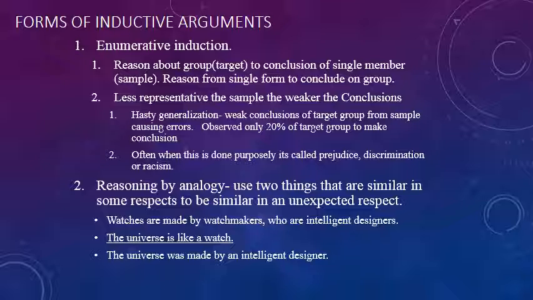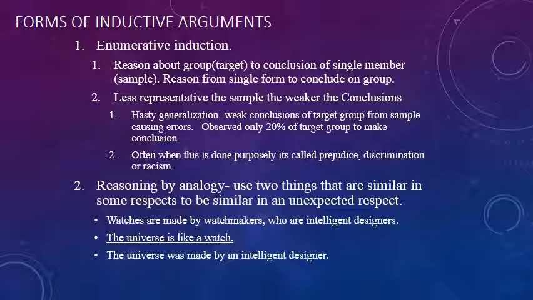Enumerative induction deals with having a less representative sample. The smaller you have, the weaker your conclusion. Okay, so the example I just gave you, dealing with the students and the religious beliefs, would be an example of enumerative induction. Then I had a very small select group, 10 out of, let's say, 900 that I picked from, so it's going to be a very weak form of a conclusion. Okay, the less representative the sample, the weaker the conclusion.